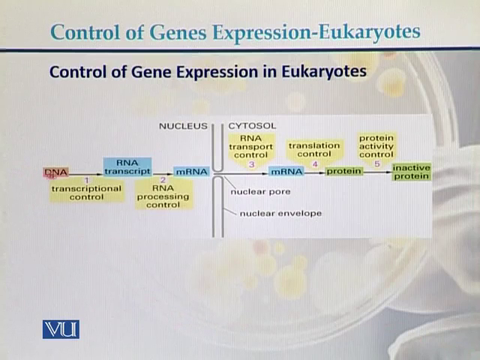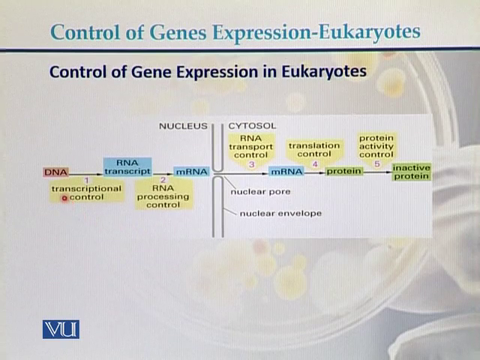Control of gene expression in eukaryotes. Here, the phenomenon is that DNA is converted into RNA, in other words, messenger RNA. Then this messenger RNA moves from the nucleus into the cytoplasm or cytosol. Then this messenger RNA produces a protein. Now, where are the points where gene expression can be controlled in case of eukaryotes?